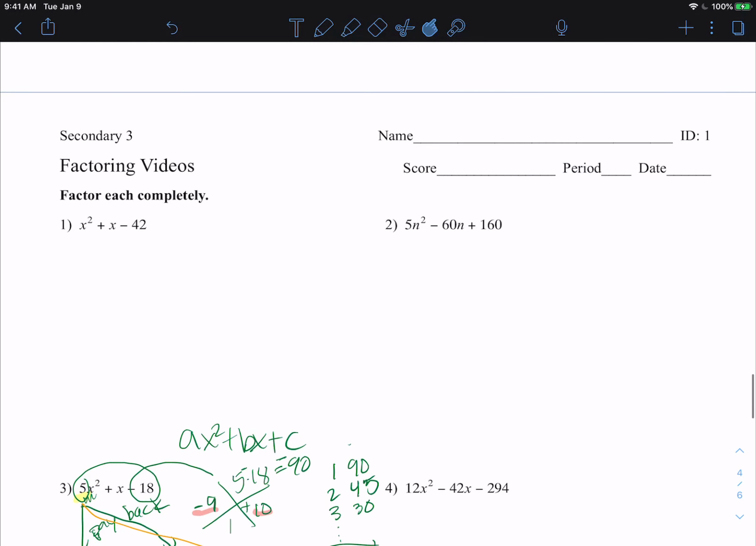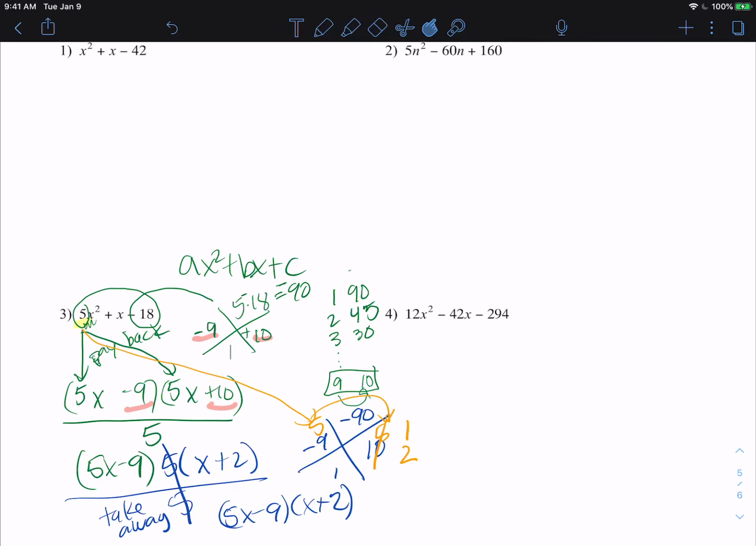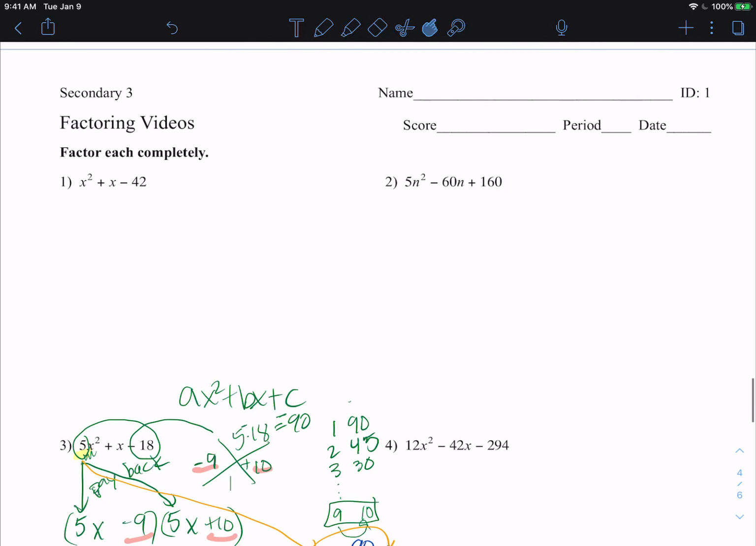So let me show you what happens when there's just a 1 in front. In this one we had something other than a 1. We had the 5 in front of the x squared. In this first example, we have just a 1. Okay? So what happens is I want to multiply to 1 times negative 42, which is negative 42, and add to 1. Again, hopefully you're starting to get to your numbers quickly. 6 and 7. I need 7 to be positive to get me to positive 1, 6 to be negative. Then I double check negative 6 times 7 really is negative 42.